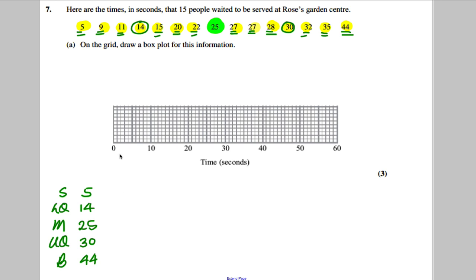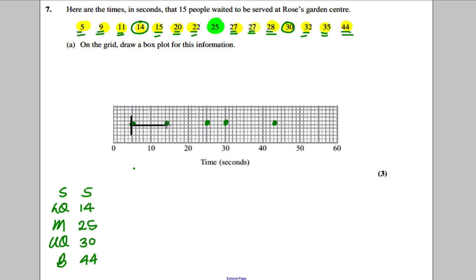So the smallest is 5, each little square is worth 1, so the smallest is 5 there. Then we've got lower quartile 14, which is about here. The median's 25, which is here. The upper quartile's 30, which is here. And the biggest one is 44, which is there. Then we just draw our diagram.